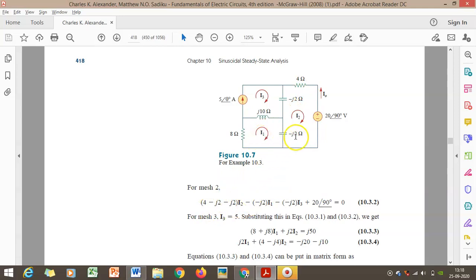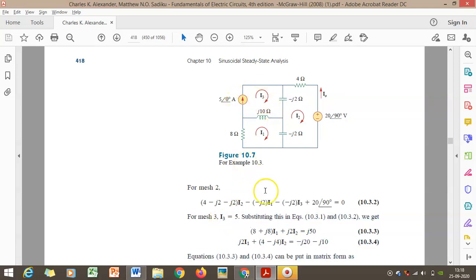Second, this I1 is flowing through this minus j2 capacitor, so that has to be subtracted. Also I3 is flowing through the minus j2 ohm capacitor, so that has to be subtracted. That is the second equation for the given circuit. For the third mesh, we don't need to work it out, because the current flow direction is assumed to be clockwise, and the current source is also connected in the same direction. So I3 will be equal to 5 amps. That is what is given here.